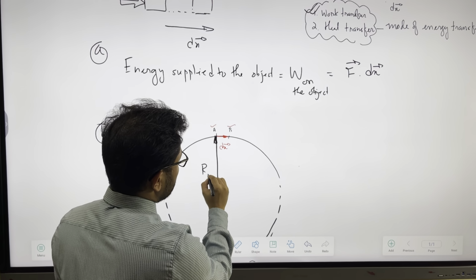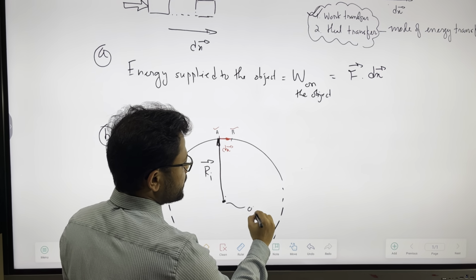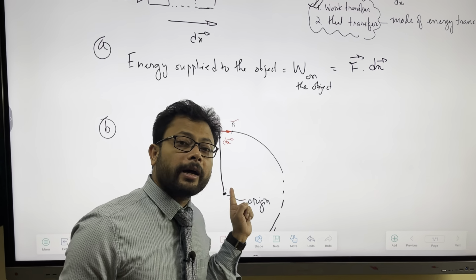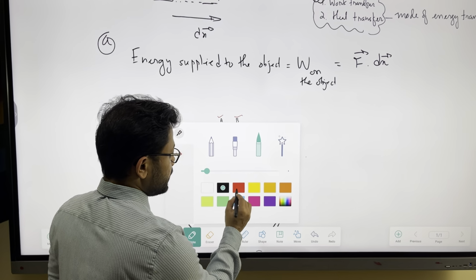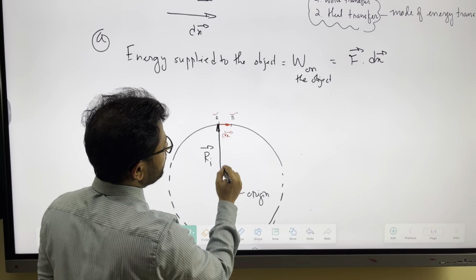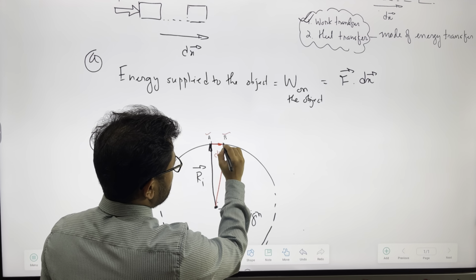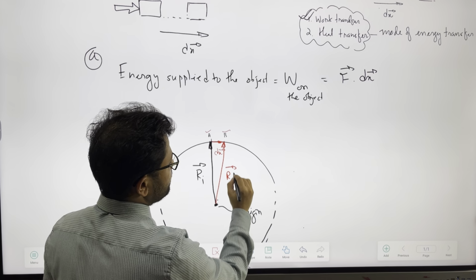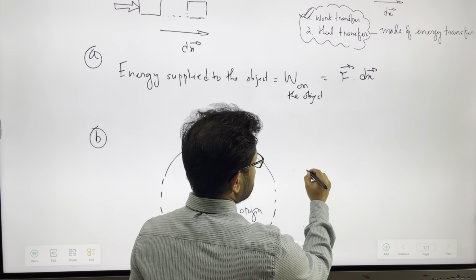Let's say this is the Ri vector. That means if we think of this as the origin, then from this origin the position of A is given by the Ri vector. And the next position of the same object, this position B, will be given by this Rf vector.